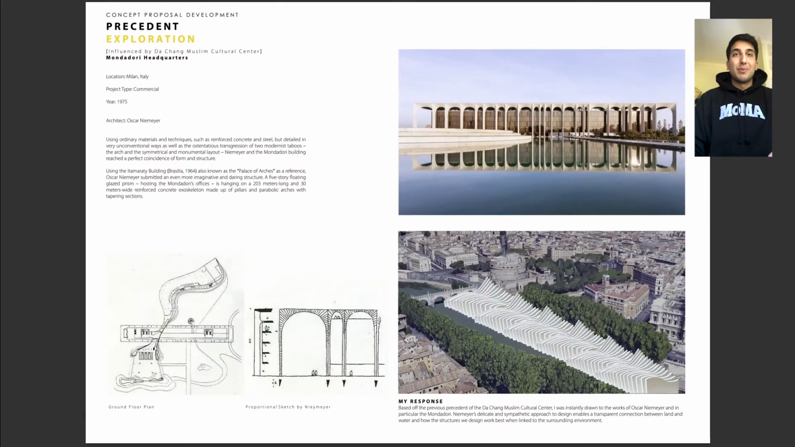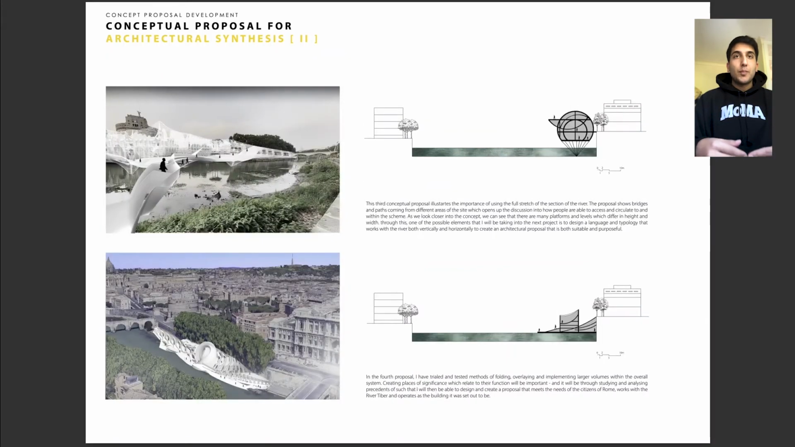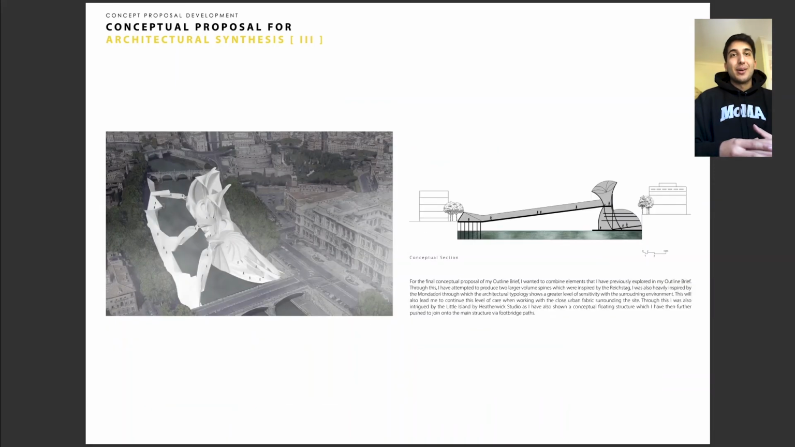And based on the influence from the Muslim Cultural Center, I was then led to study the Mondadori headquarters by Oscar Niemeyer and how his delicate and sympathetic approach to design enables a transparent connection between land and water, and how the structures we design work best when linked to the surrounding environment. And I ended this segment of the design project of the outline brief with some conceptual proposals, working with the form, relationship to context, human experiences, creating a place of great significance, and of course, taking extreme care when working with the given urban fabric of the surrounding environment.